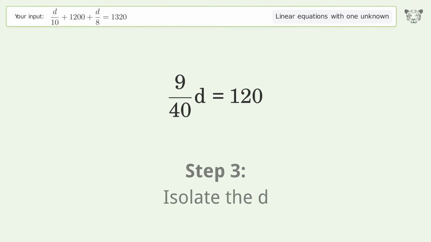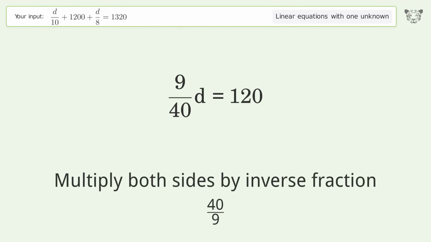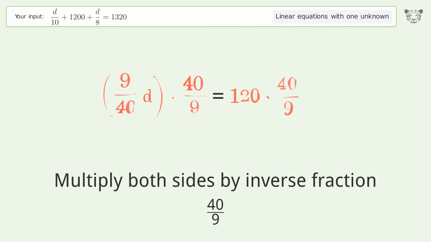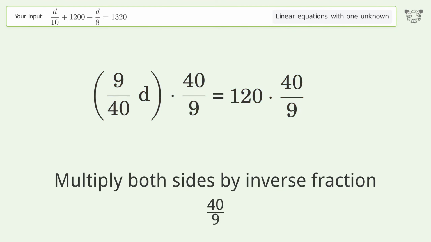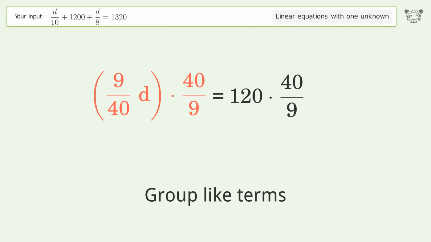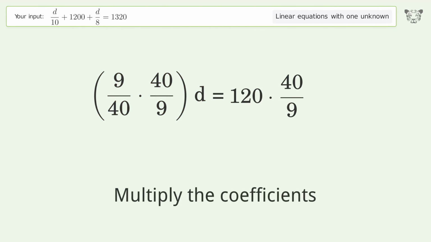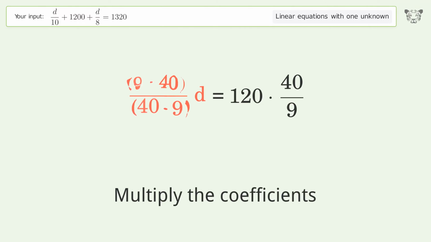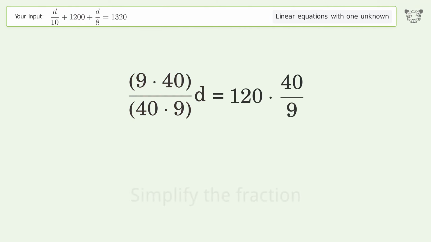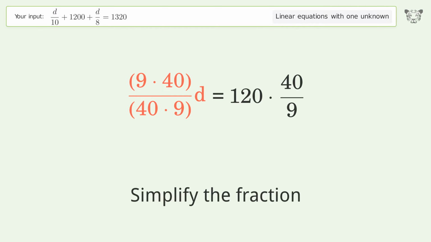Isolate the d. Multiply both sides by inverse fraction 40/9. Group like terms. Multiply the coefficients. Simplify the fraction.